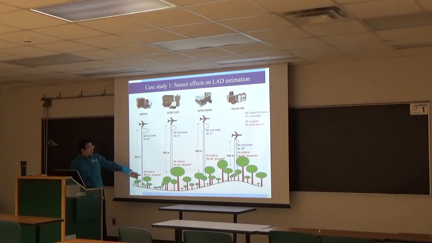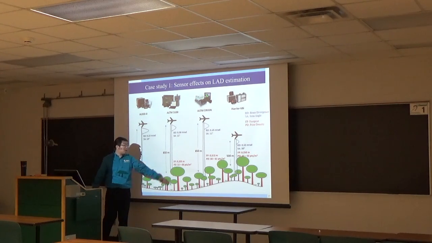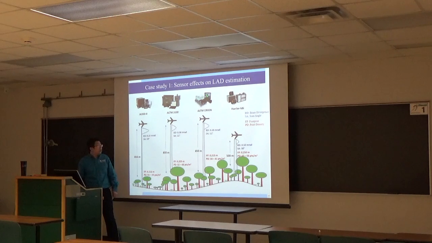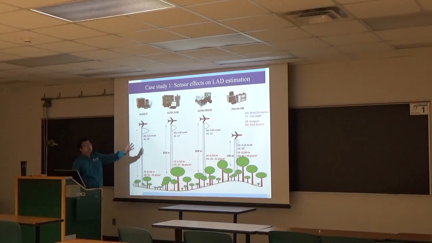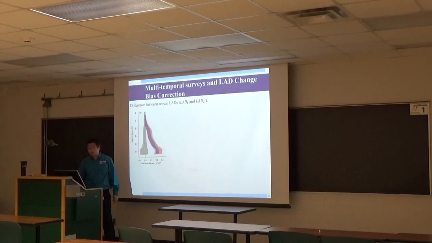And the pulse density still varies. Some are very consistent, averaging like 15 points per square meter, and some vary a lot, from 20 points to 16 points per square meter. So there's a lot of difference between those sensors. What we want to know is whether all those variables have any effect on the leaf area profile estimation.